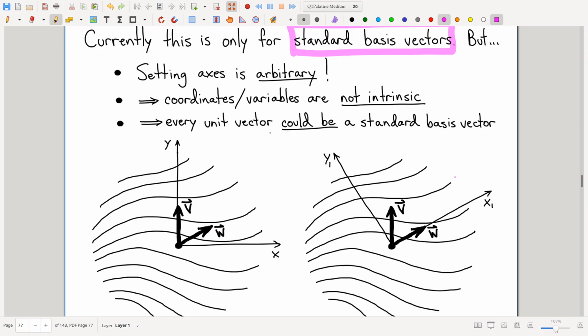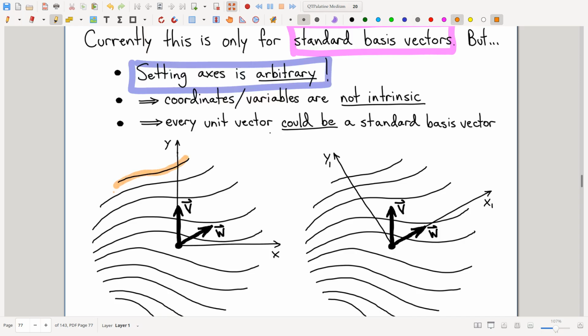I claim there's something kind of arbitrary about it. And the big point here is this. Standard basis vectors are the result of making a choice about which direction your axes point, and that is an arbitrary choice. Completely arbitrary. It's something that you make up for your convenience in certain settings. But it is arbitrary.